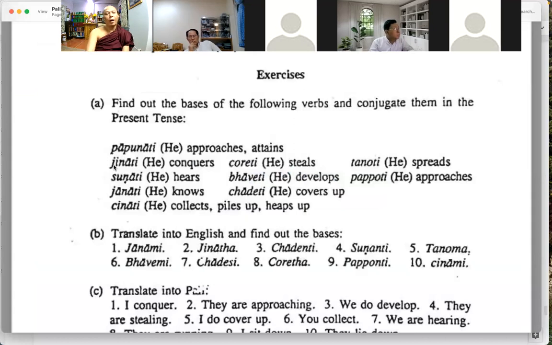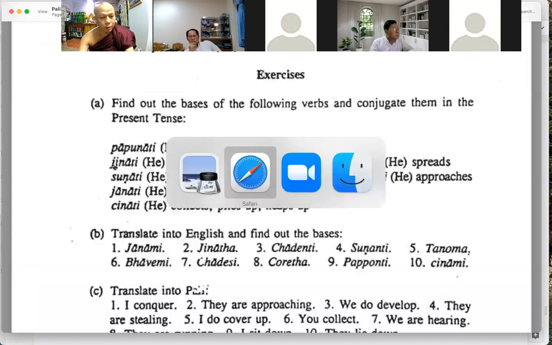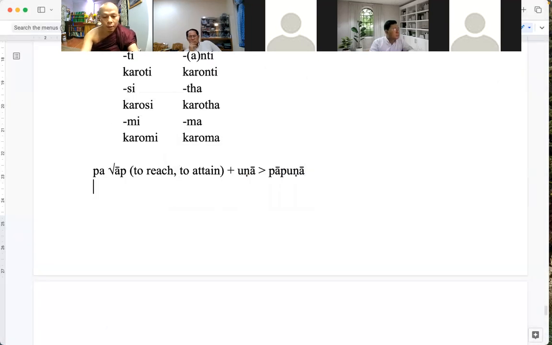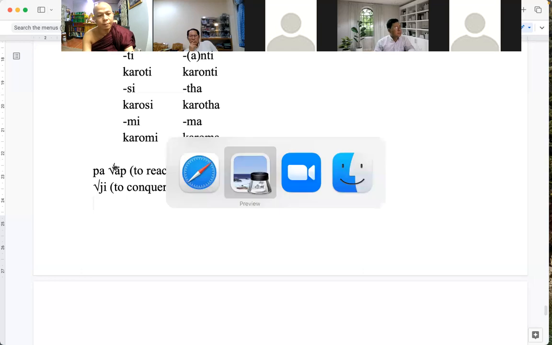Next verb is jina, to conquer. That jina also we already see. Root is ji, to conquer or to win. But sign is na without dot. So we have the ji na base. Okay, let's move to the next.